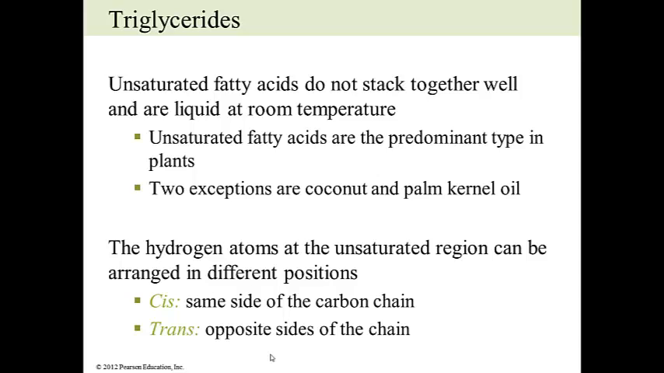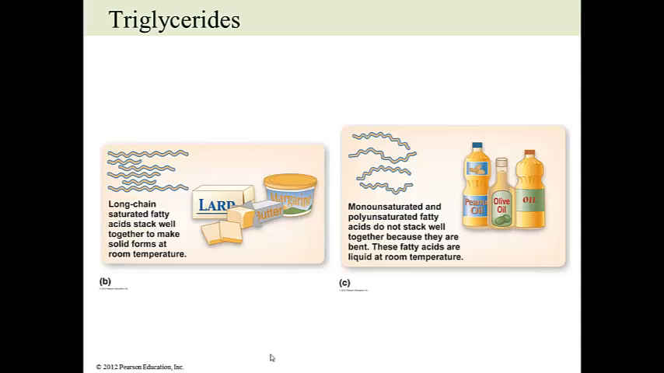Now, the hydrogen atoms at the unsaturated region can be arranged in different positions. We have what we call cis and trans. In a cis fatty acid, it means that the hydrogens are on the same side of the carbon chain. A trans fatty acid means that the hydrogen atoms are on opposite sides of the chain.